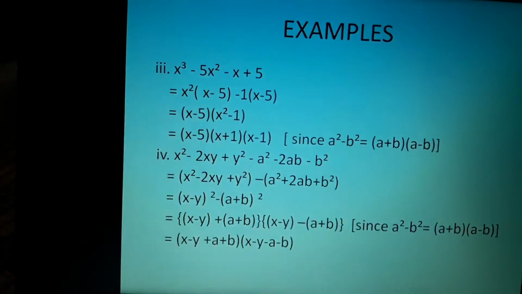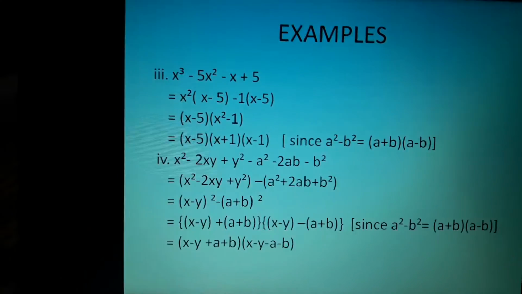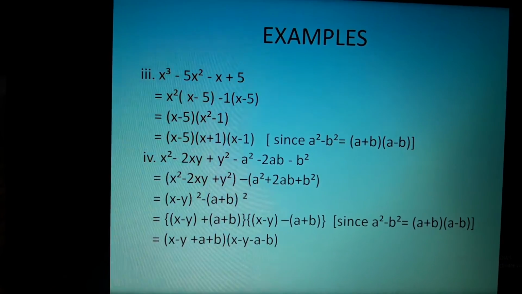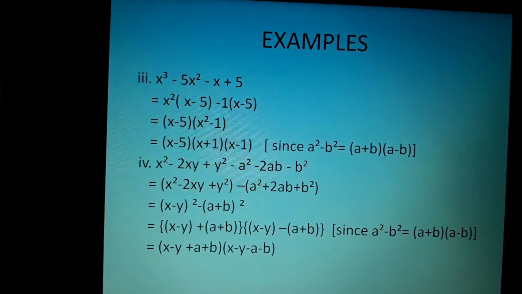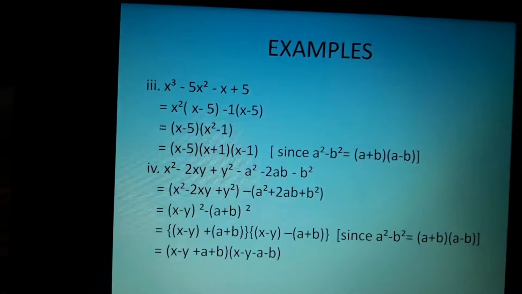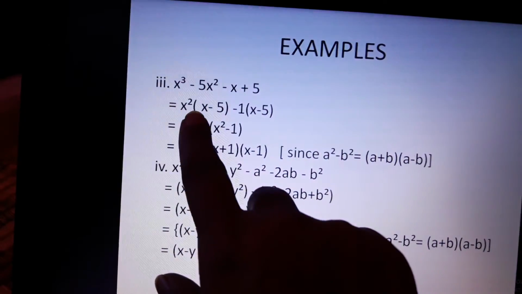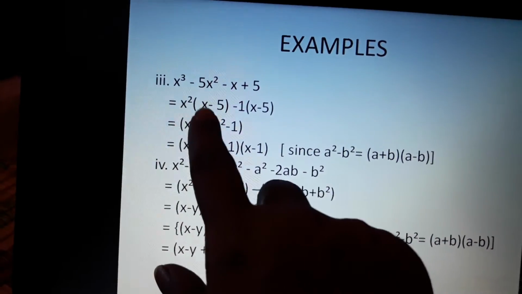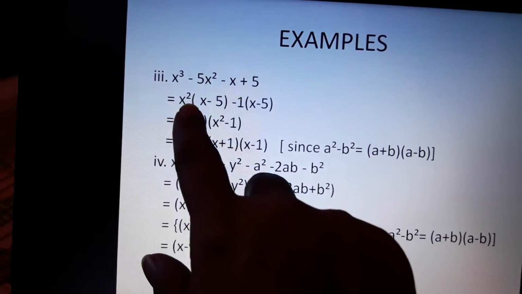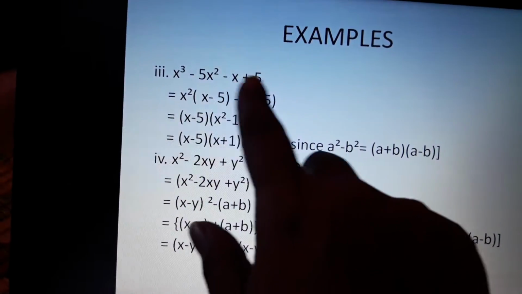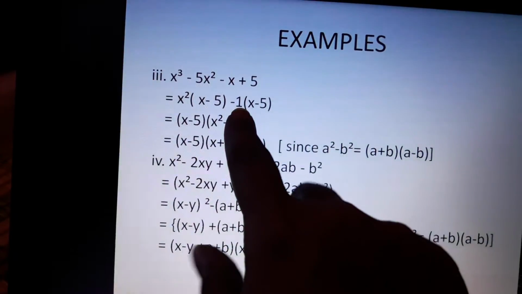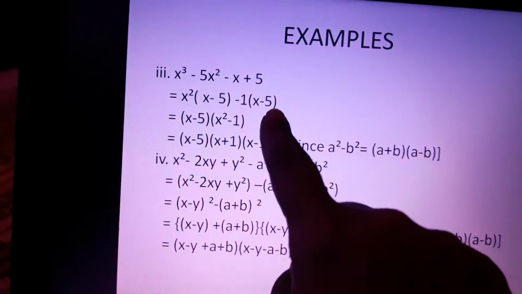Now let us see another example. So here we have x cube minus 5x square minus x plus 5. If you see the first two terms, we have x square common. So you will take x square common. In bracket I divide x cube by x square, I get x, minus, then this term I divide by x square, I get 5. Close the bracket, then minus sign. Then again in these two terms we have 1 common, so I have taken 1 common. In bracket x minus 5.